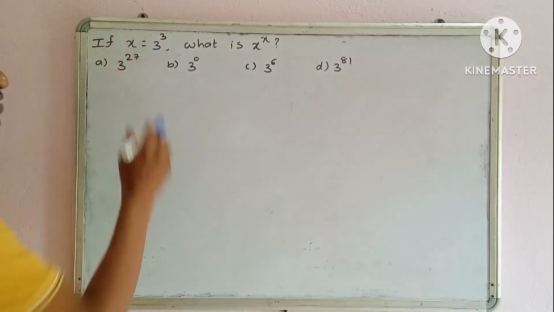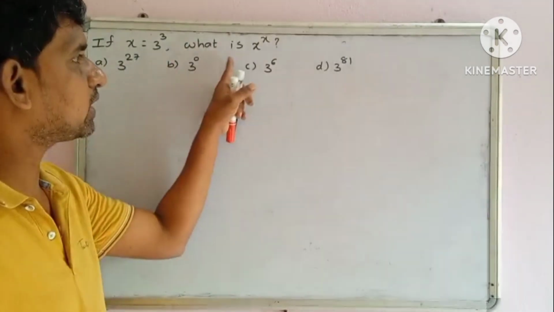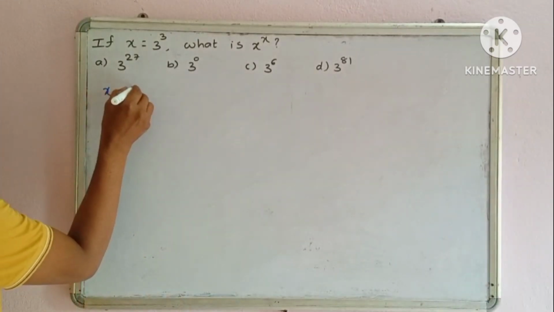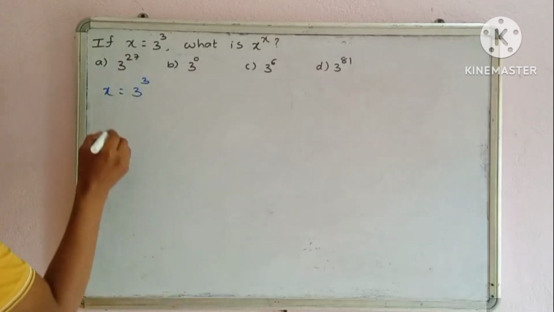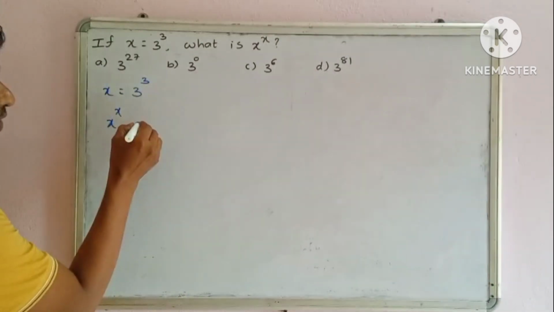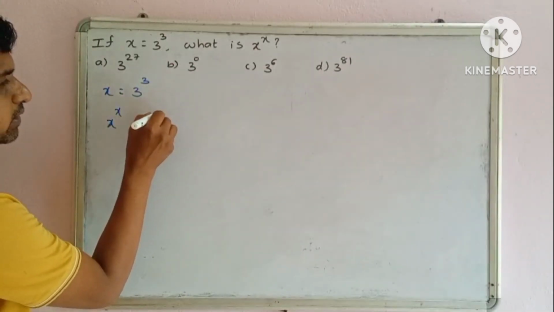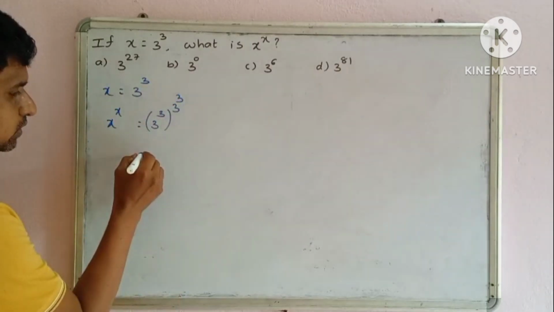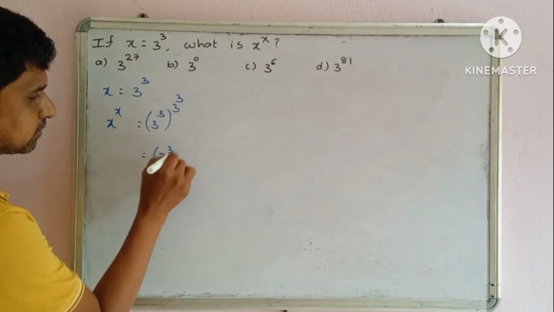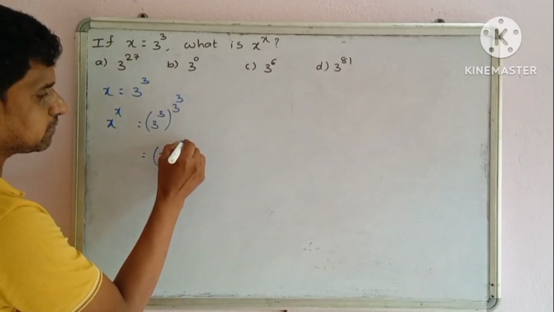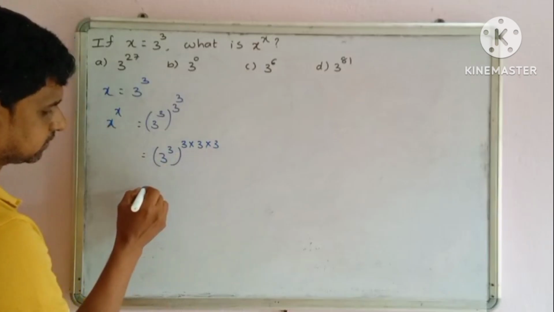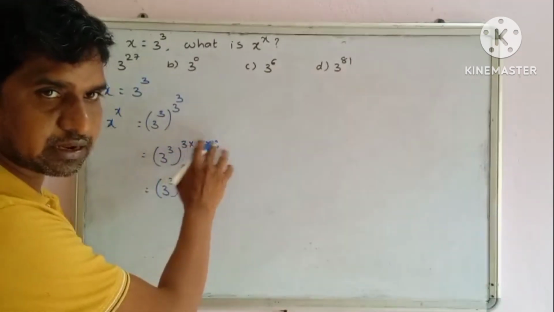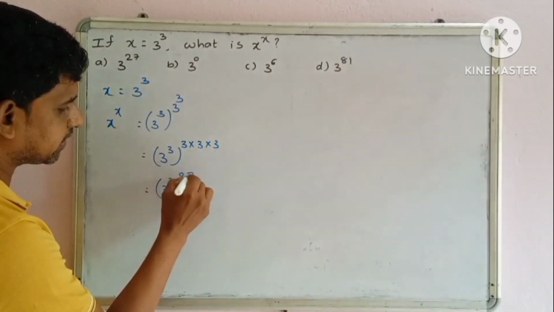If x equals 3 power 3, then what is x power x? See, x equals 3 power 3. So x power x, what is the value of x? It is 3 power 3, and again power 3 power 3. So that equals 3 power 3, 3 cube. 3 times 3 times 3 equals 3 power 3. 3 3s are 9, 9 3s are 27.